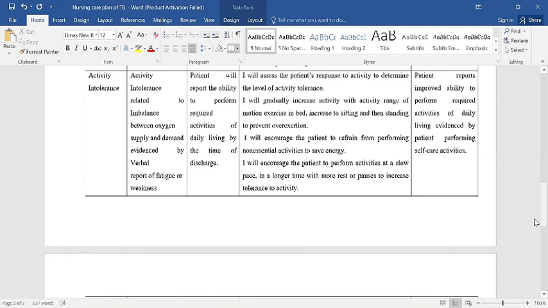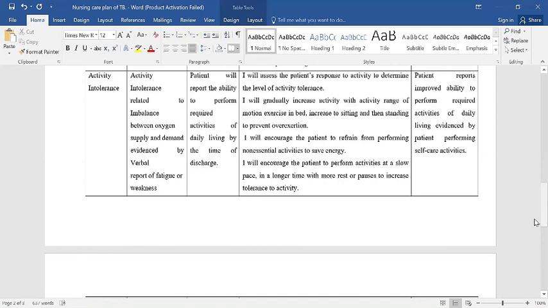From there, we look at our goal. Our goal is: patient will report the ability to perform required activities of daily living by the time of discharge. So our goal is SMART. We want our patients to start doing activities of daily living.